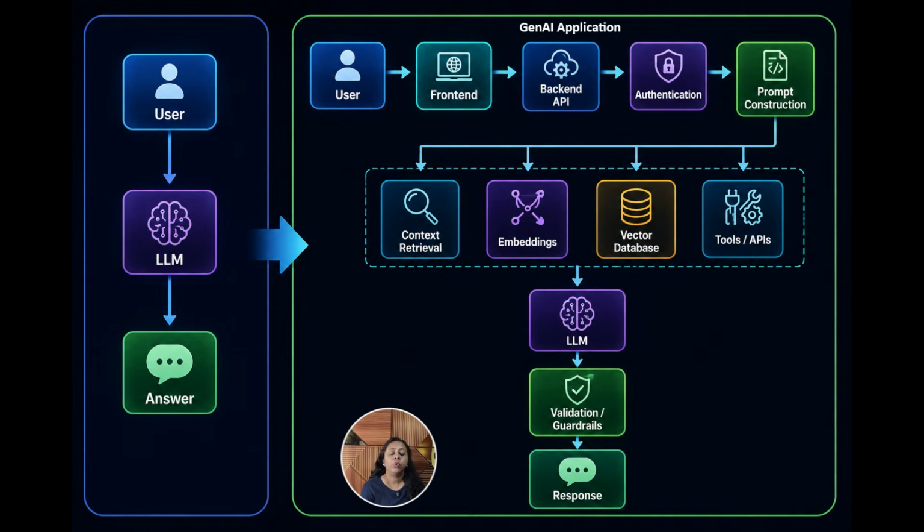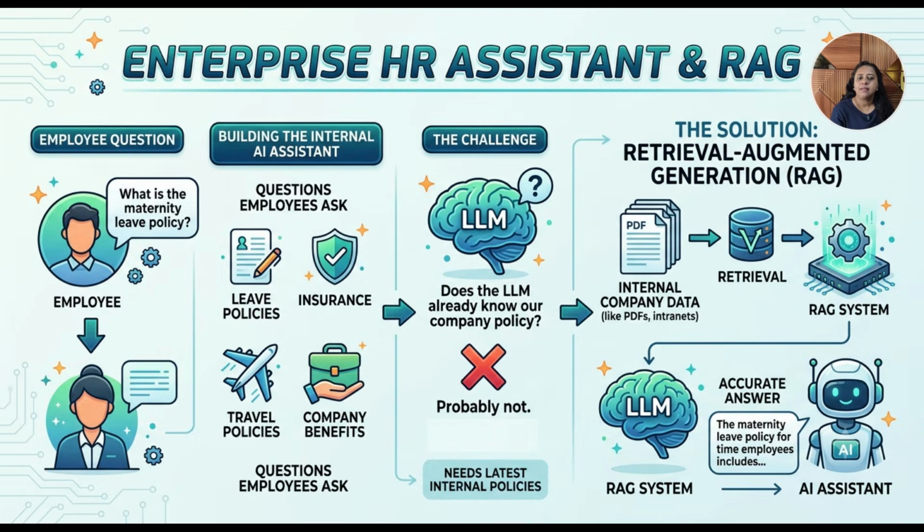The LLM is only one component of the application. As a GenAI engineer, we will be designing everything around the LLM. Let's consider a real world example, maybe an enterprise HR assistant. Let's imagine our company wants to build an internal AI assistant. Employees should be able to ask questions like leave policy, company benefits, travel policies, etc.